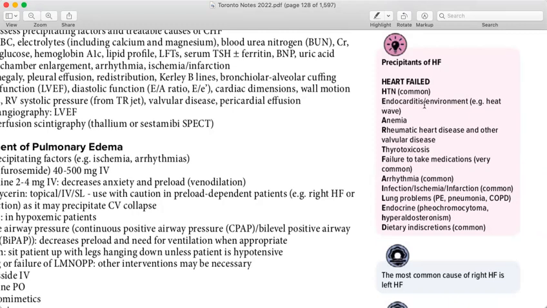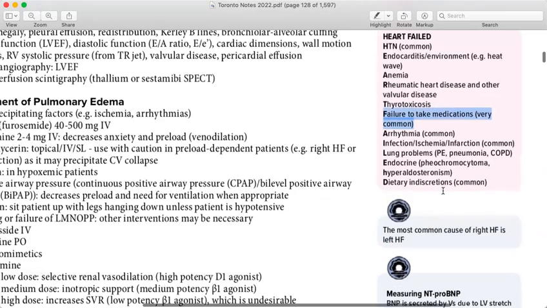Endocarditis, maybe some infection, could be a cause. Anemia is one of the factors. Then rheumatic heart disease, thyrotoxicosis, and failure to take medication, which is very, very common. Then arrhythmias, infection, lung problems, endocrine causes, which is basically pheochromocytoma, and dietary indiscretion. So basically, people are eating whatever they want to eat.